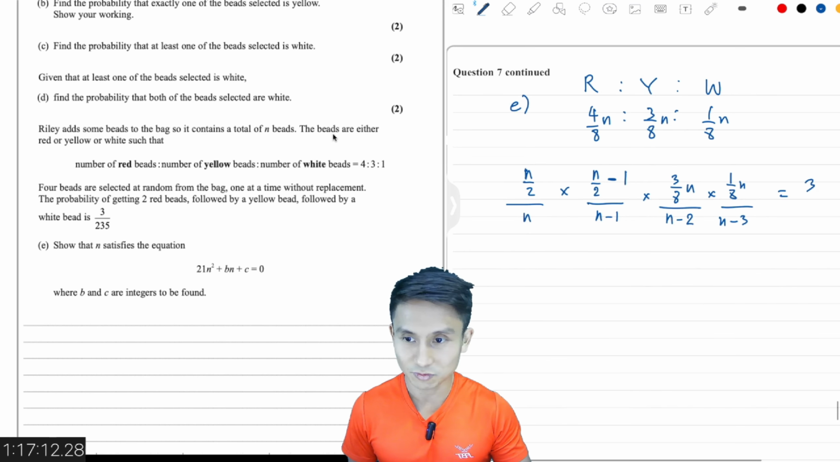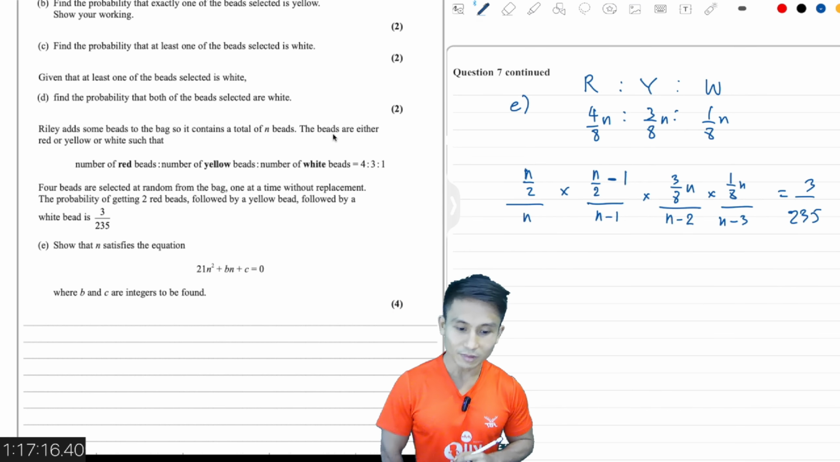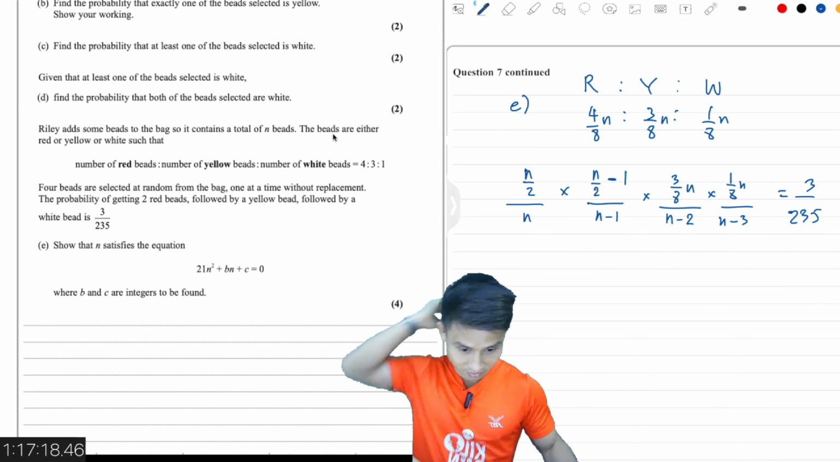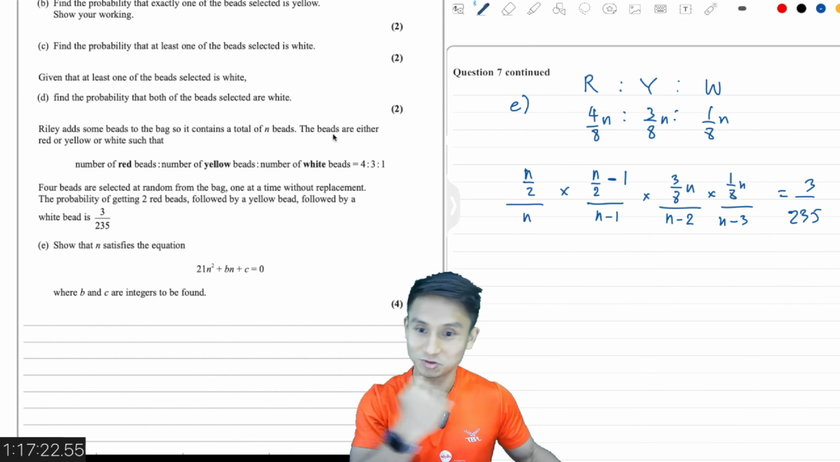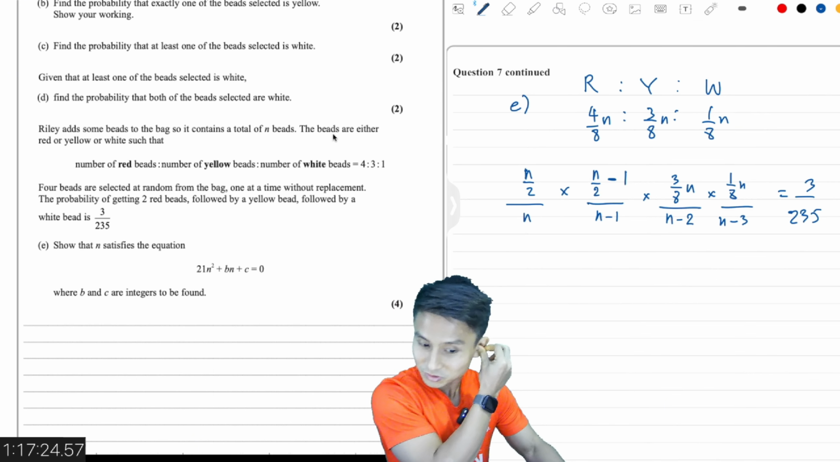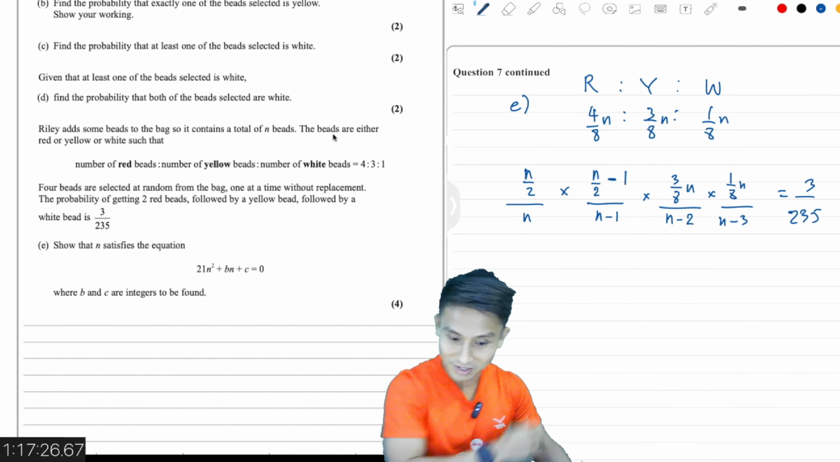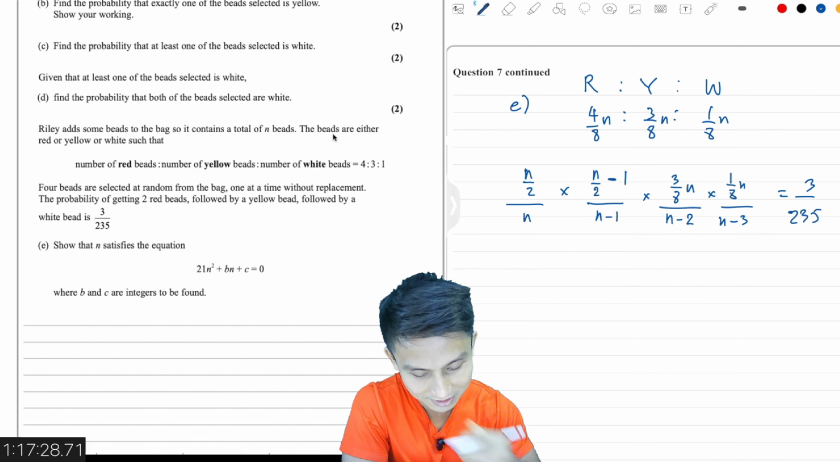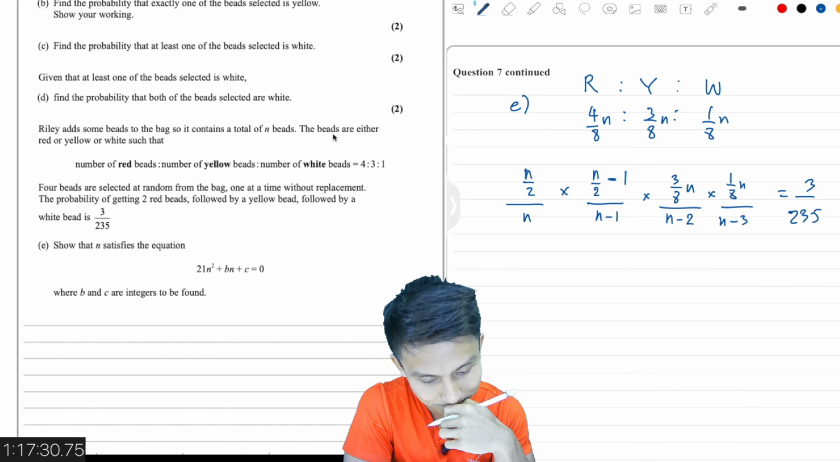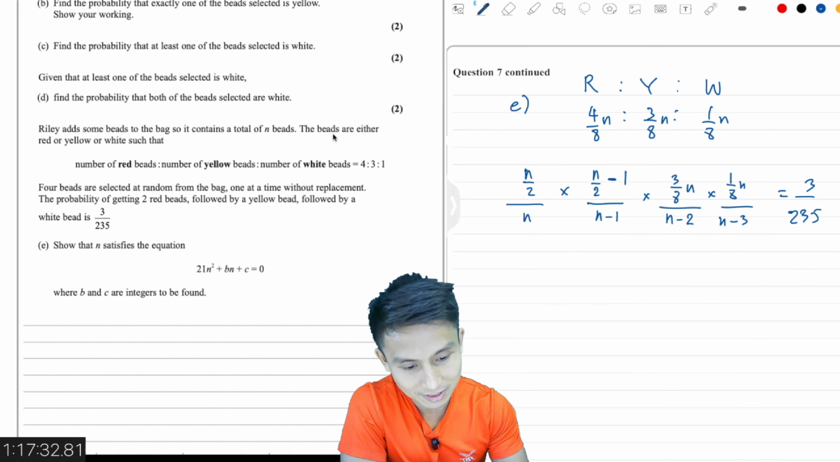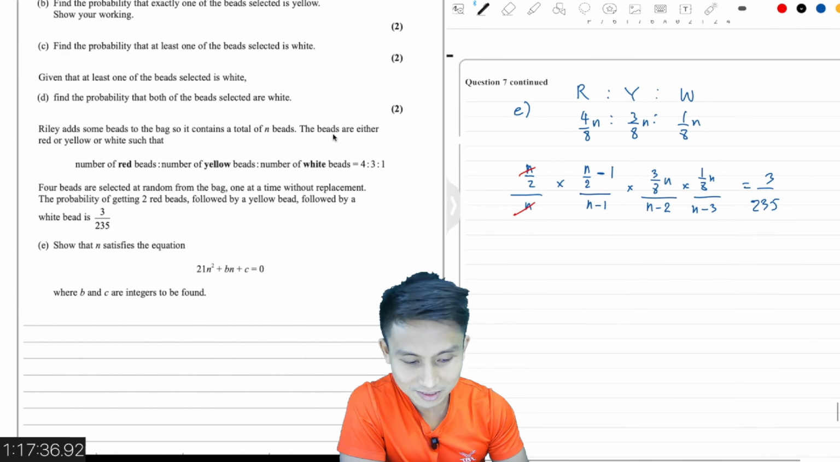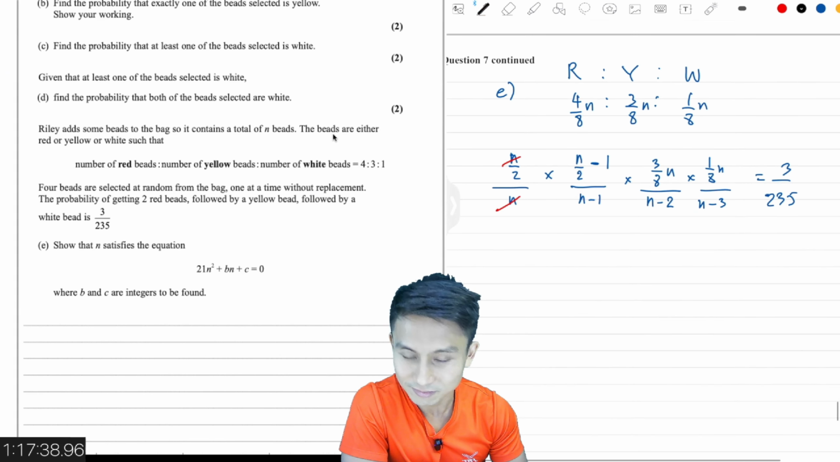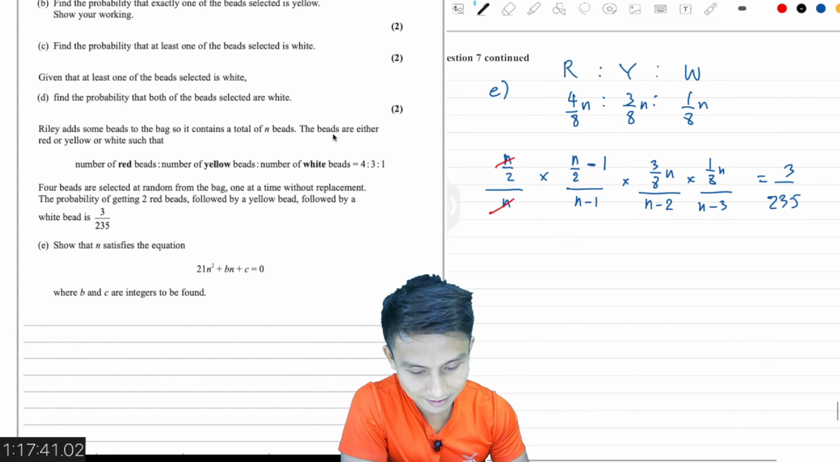And then we have 3 over 235, right? Okay, so can we simplify all this? That's horrible algebra. I was wondering if we actually can simplify a little bit. Okay, that's fine, I guess. I think at least we can cancel this and that, of course. And this is going to be cubic, right? Yeah, okay.